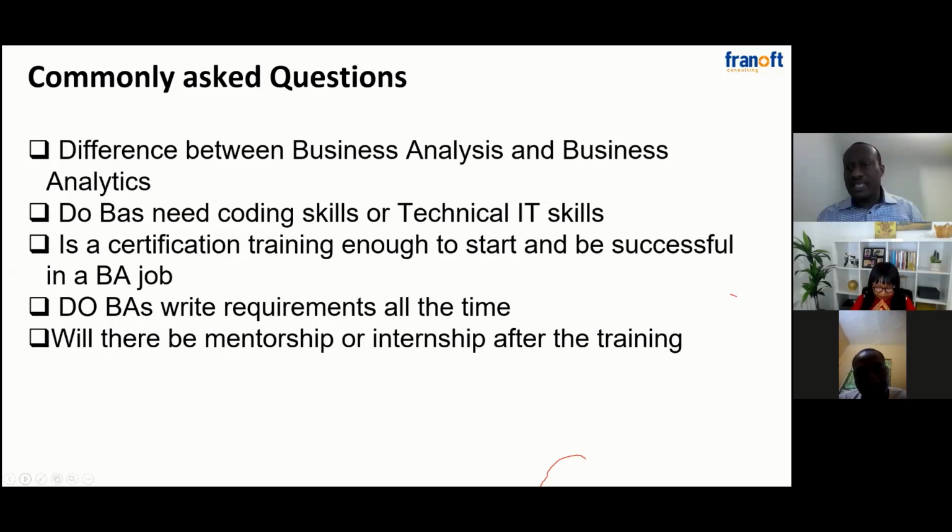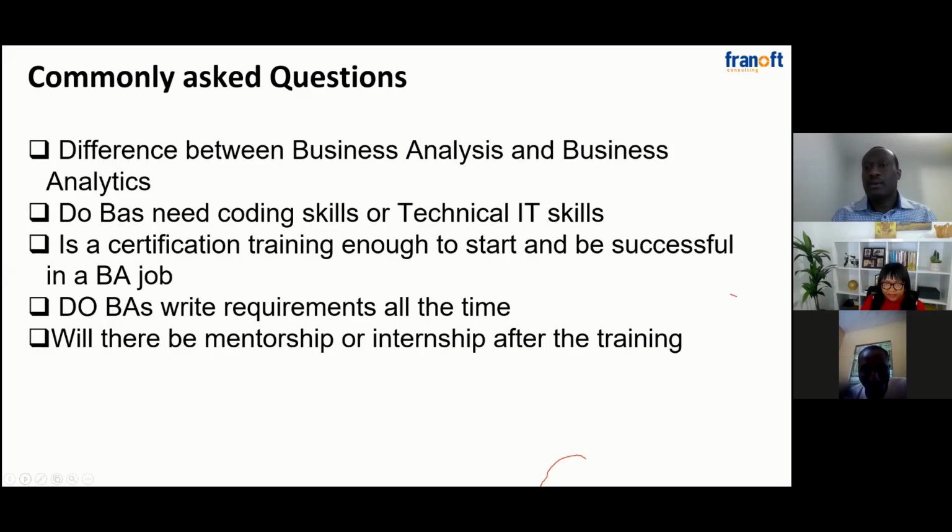Because even if you take data and you are trying to analyze data, that's still business analysis, because you are doing some form of analysis, trying to find trends, trying to look at the patterns in data to make predictions. So the point is that data analytics or business analytics is just a business analyst that specializes in deriving insights from data. Do BAs need coding skills and technical skills?